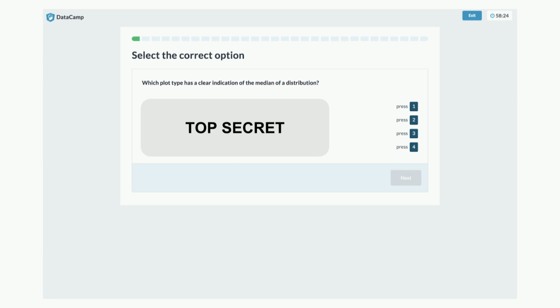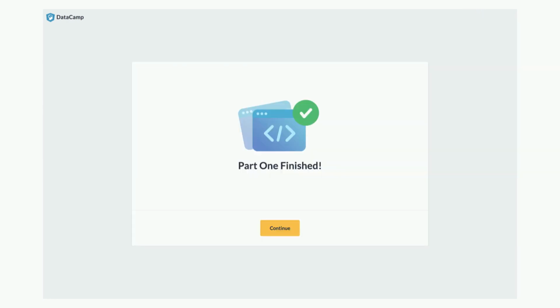Another question asking what plot type gives a clear indication of the median of a distribution, and you have some options to select from there. I failed to include examples of this, but as Jonathan mentioned earlier, some of these challenges actually do require you to enter code either manually by typing it in or dragging and dropping different options to complete the code.